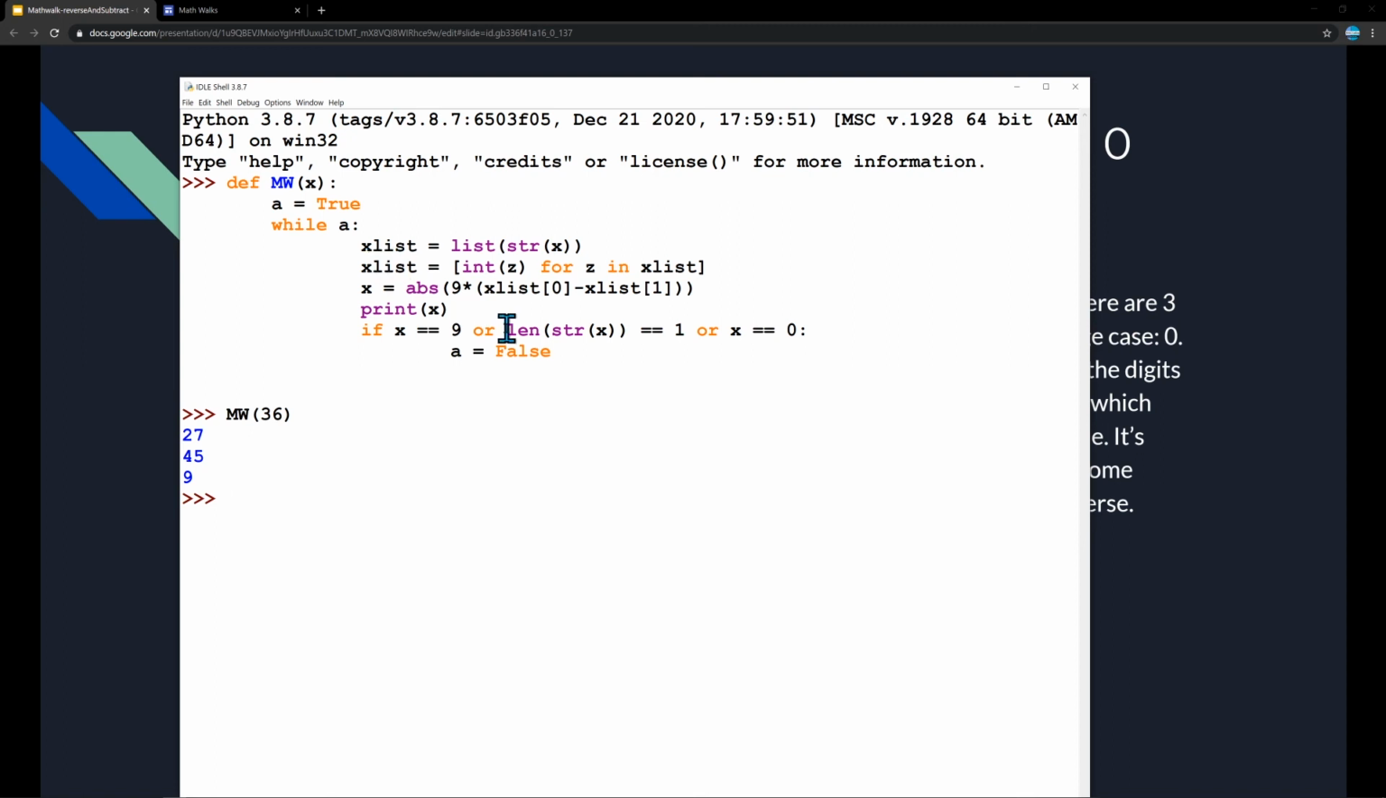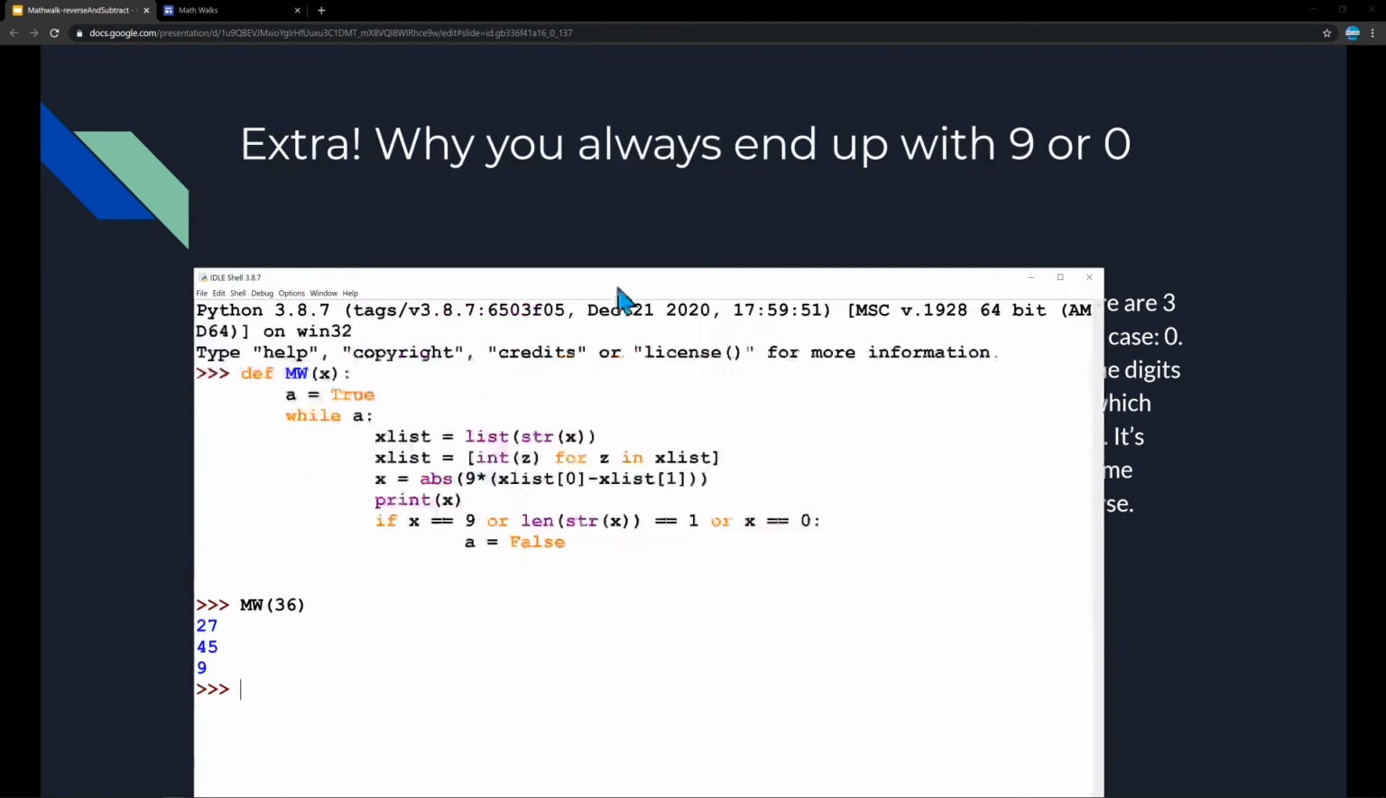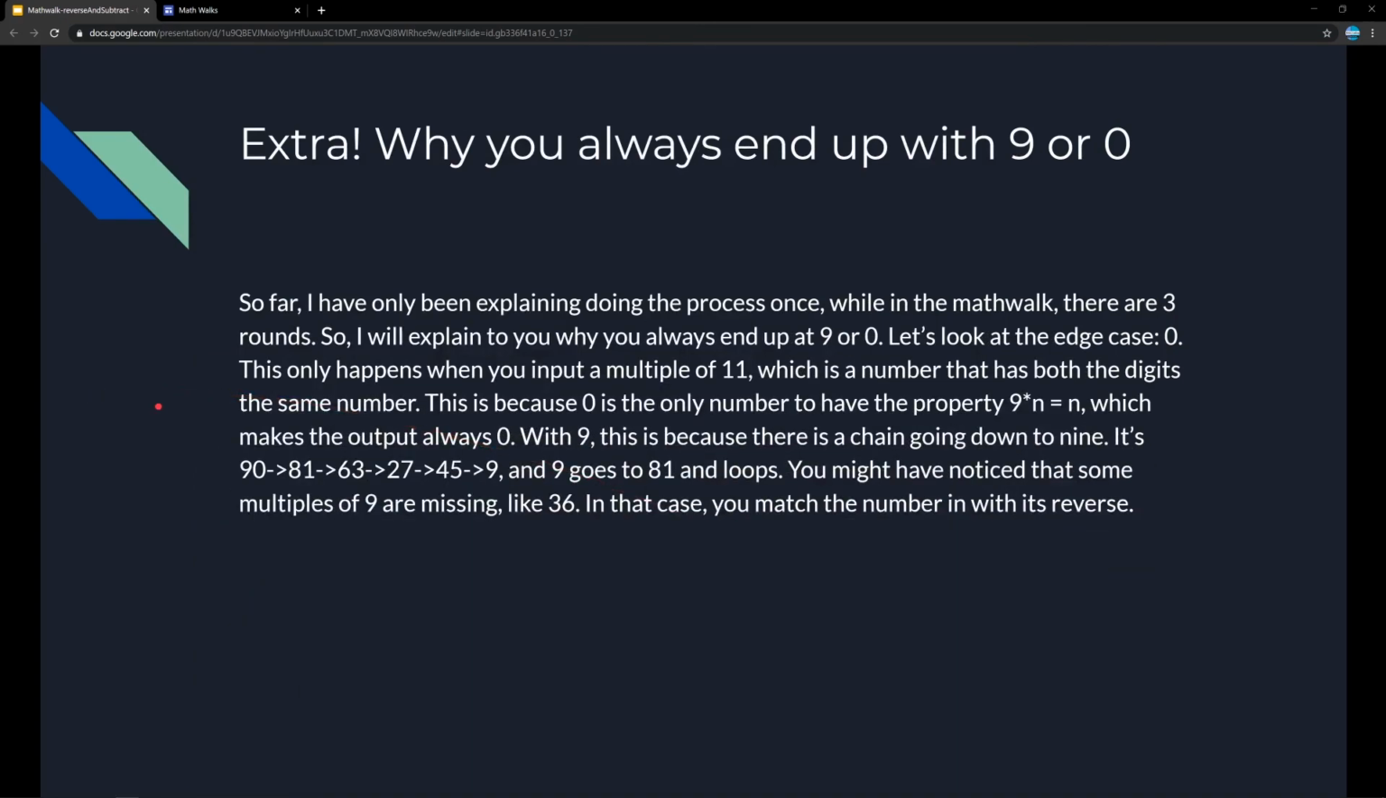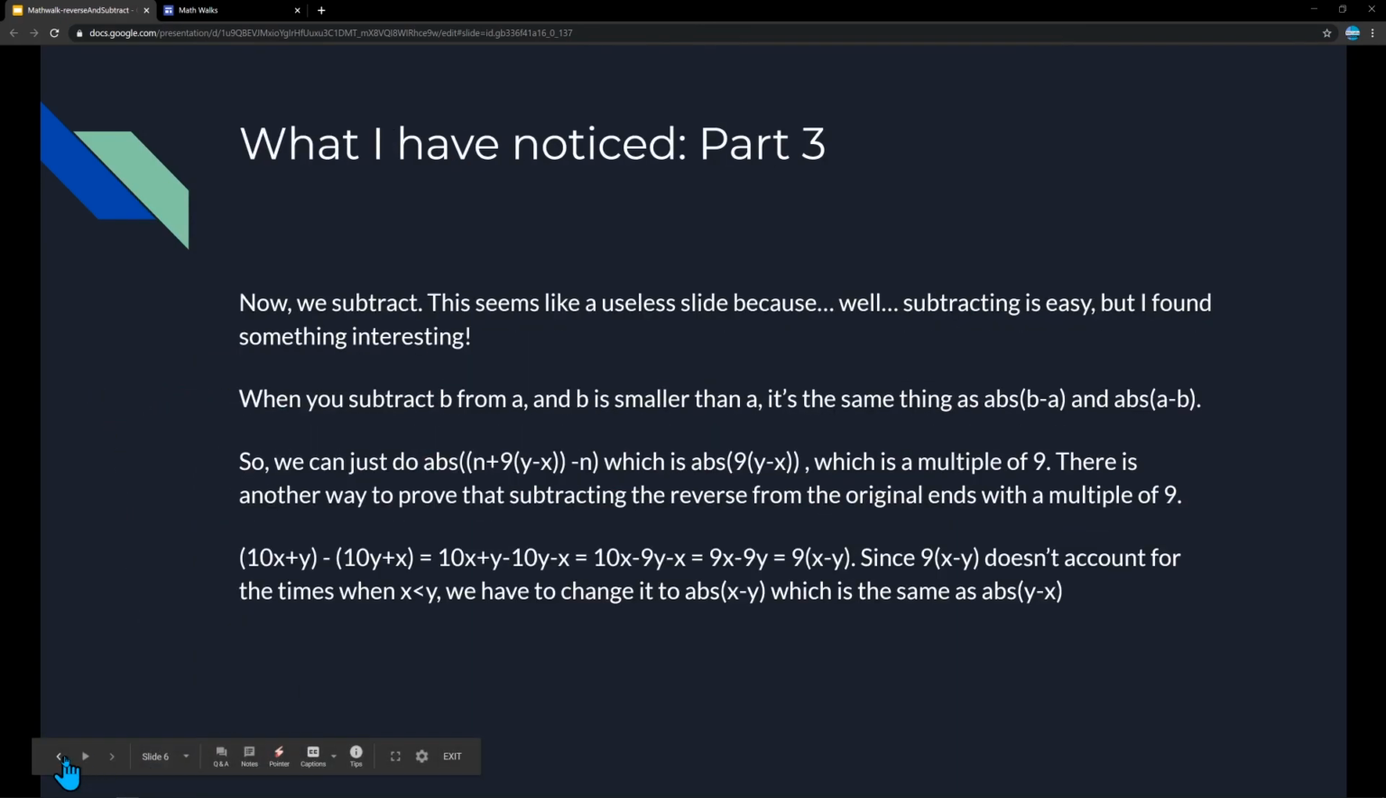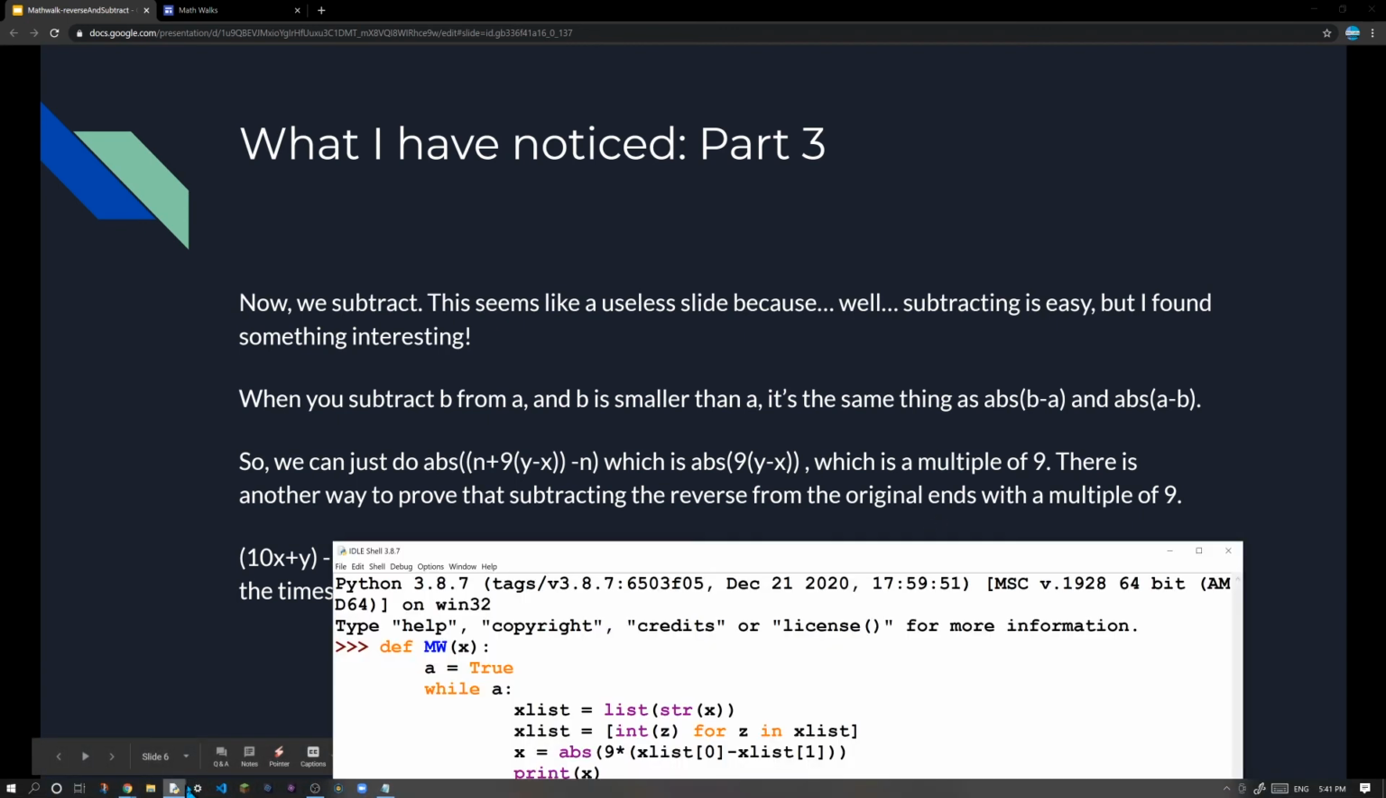Then it just does 9 times x list of 0, or the 10th digit, minus the 1st digit, takes 9 times that, and takes the absolute of that, which is the exact same thing as saying what we had back in the other slides, which was right here: 9 times absolute of x minus y.